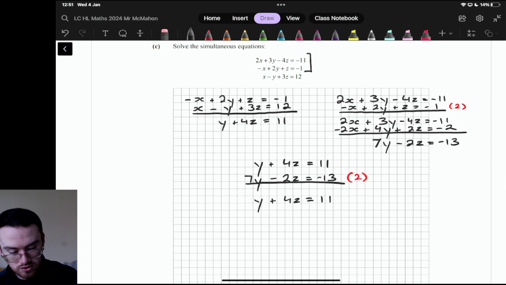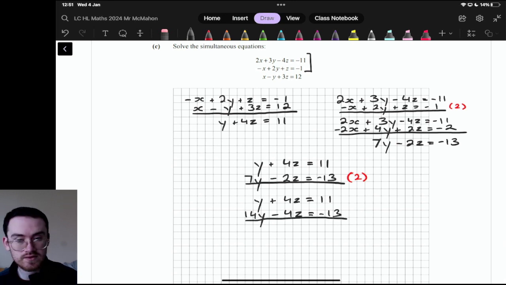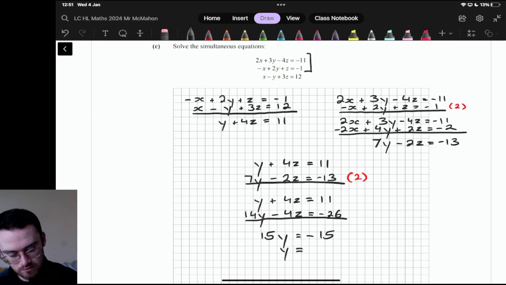And you could just as easily have decided at the start to get rid of a different one of these letters, so maybe to get rid of the y or get rid of the z, and then obviously your equations would be different to the ones that I'm presenting here. This is just one possible solution, I suppose. So we have 15y is equal to minus, sorry, I forgot to multiply this one here, minus 26. So it is minus 15, yeah, and then y is equal to minus 1.